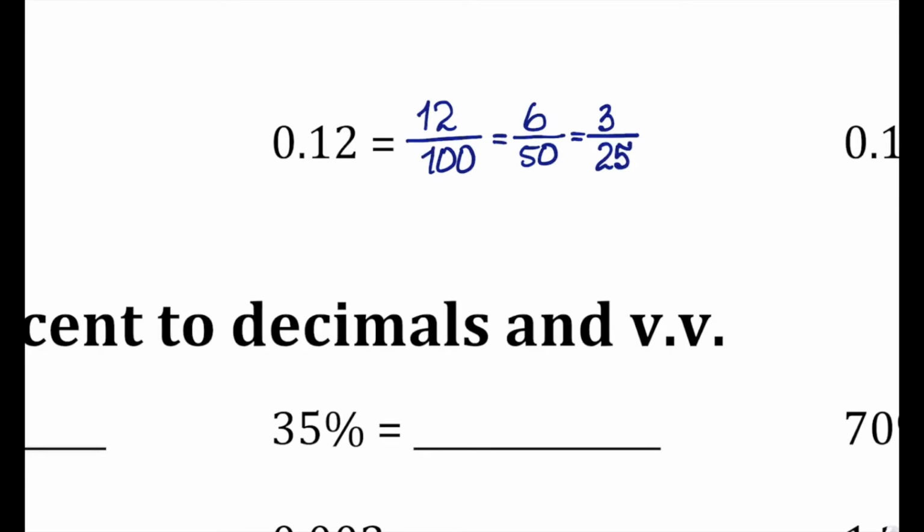Or you could have gone straight and simplified it by 4. If I divide this by 4, that will give me a 3. If I divide this by 4, that will give me a 25. So 3 over 25.